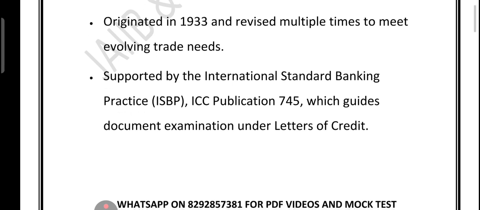Now there is something called ISBP. Do you know what ISBP is? The International Standard Banking Practice. You can think of ISBP as a user guide that explains how to check documents under a letter of credit. It makes sure that everyone interprets the rules the same way and clears up any kind of confusion. And now, because the world is moving toward digital trade, there is the eUCP, the electronic rules, which are like a digital add-on to the main UCP. These help banks and traders work with electronic documents in the same safe and standardized way.